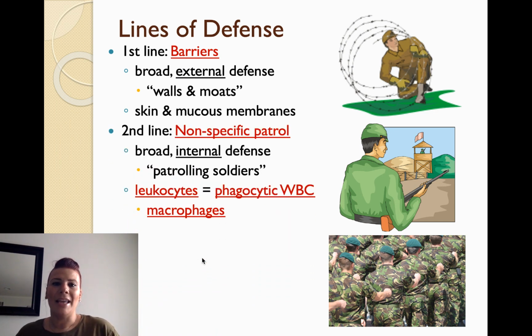Your second line, it's non-specific patrol. These are things that are moving around more, so we tend to find them in your blood. So a leukocyte, a macrophage, those are in your blood. Phagocytic white blood cell, that's what WC stands for. A phagocyte or a phagocytic cell is something that eats another cell. It will engulf it and eat it and destroy it.